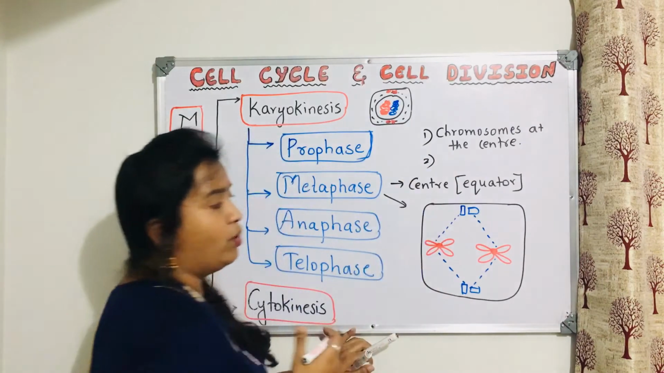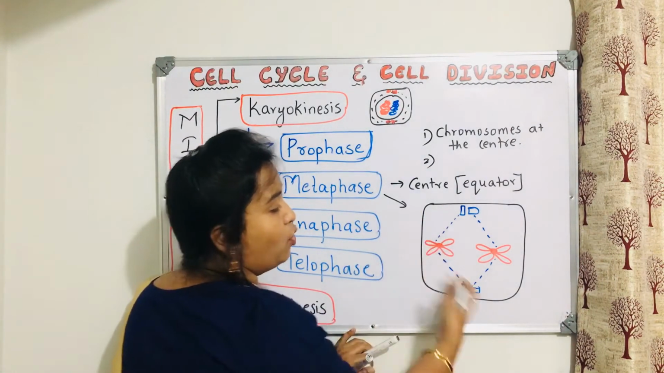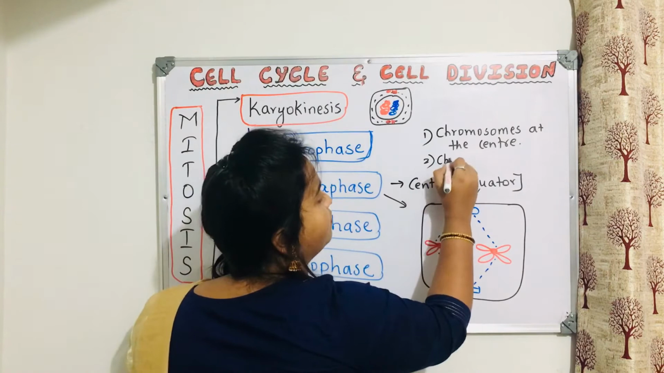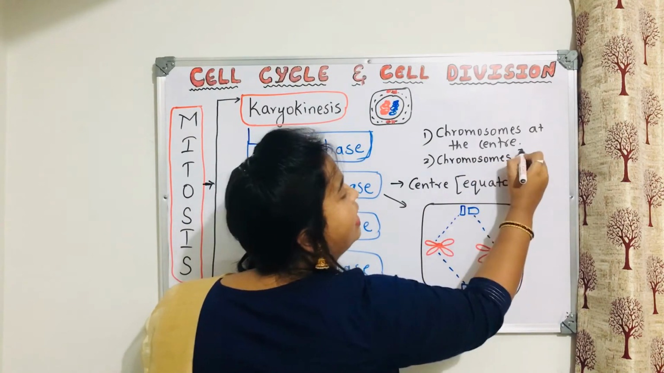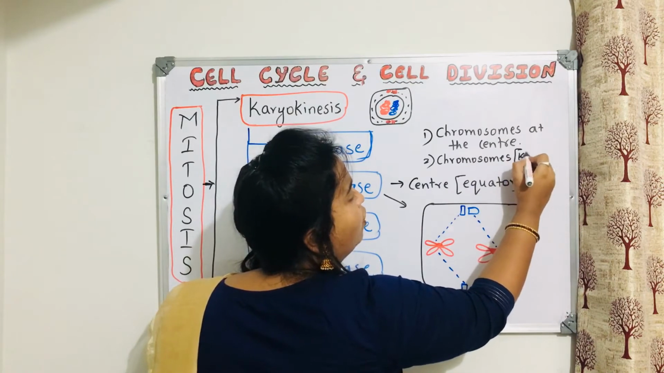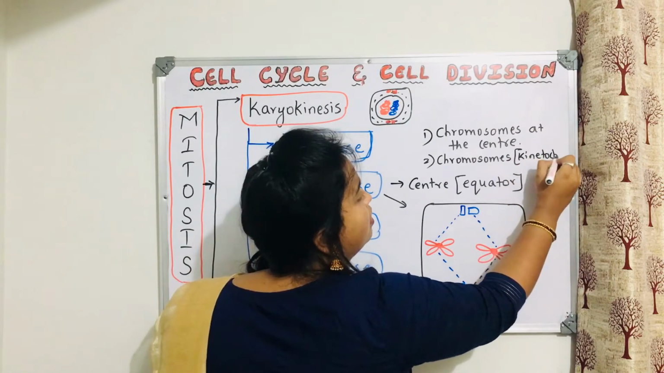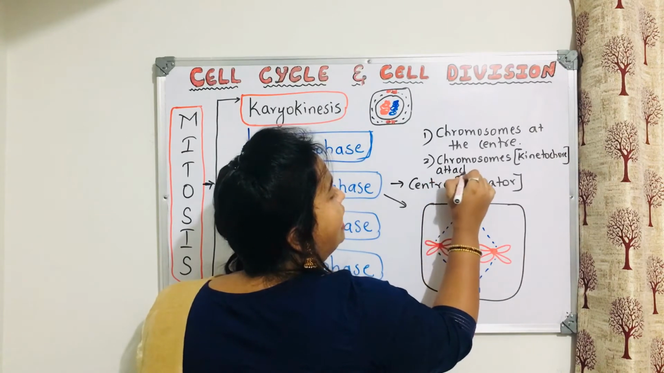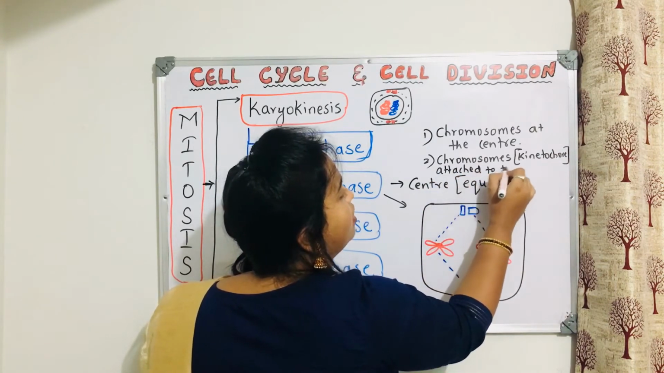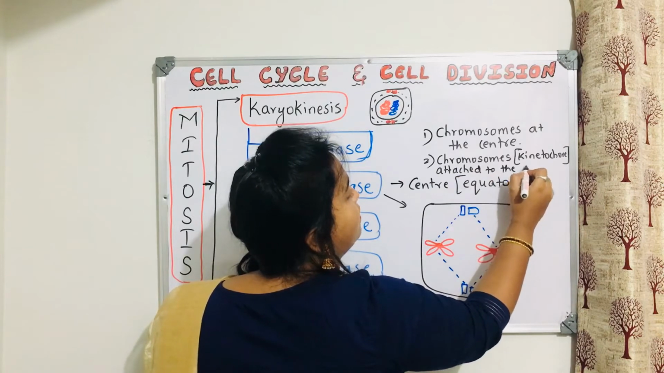The second thing: what is happening here? You can see that chromosomes are attached to the spindle, and particularly the centromere part of the chromosomes. Kinetochores, no? Kinetochore attached to the spindle.